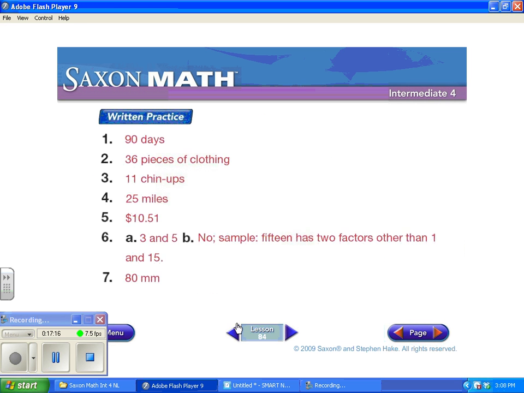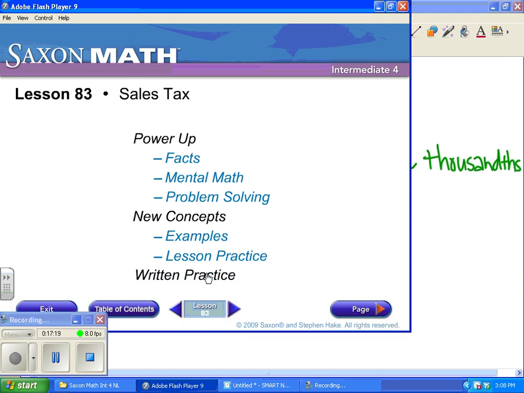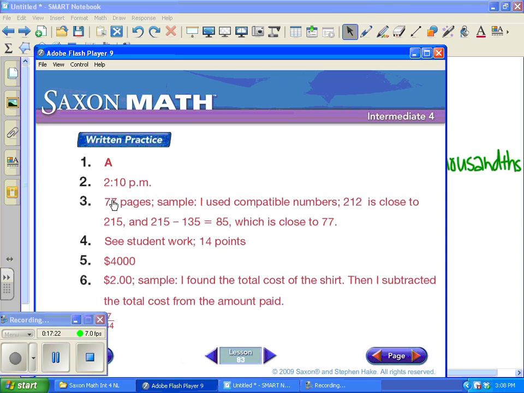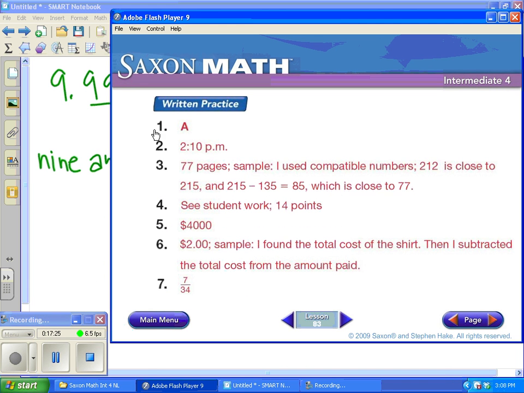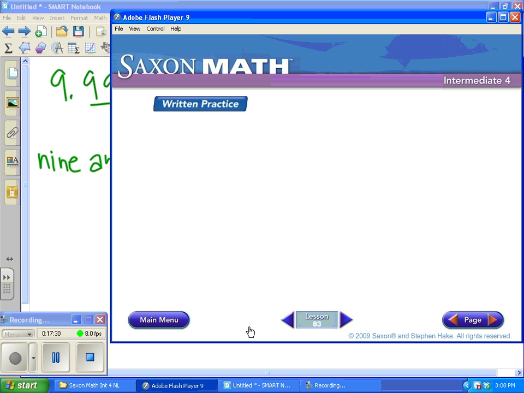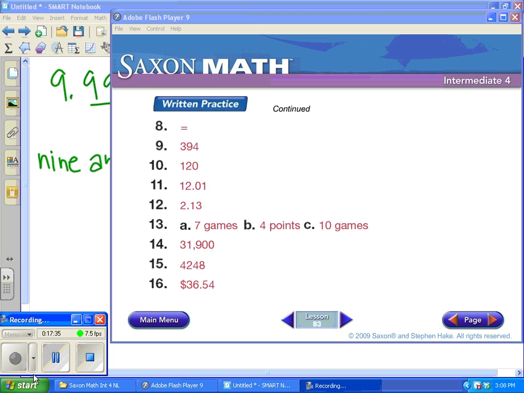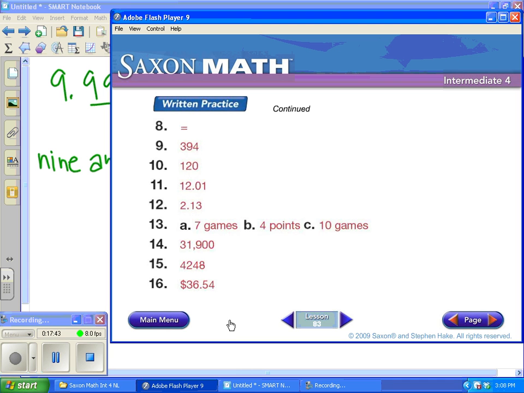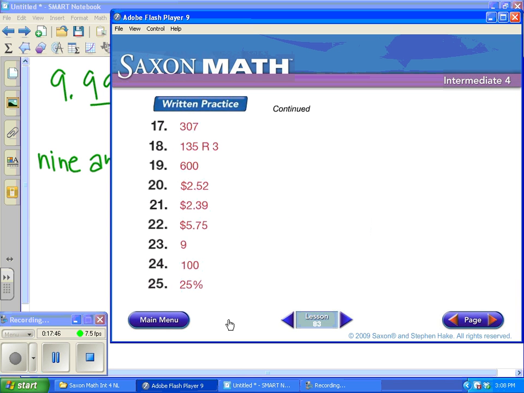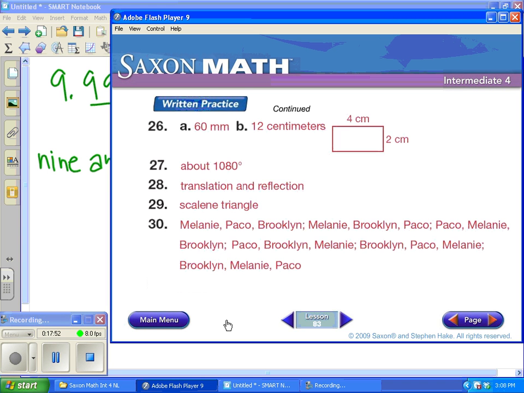Okay, let's go back. I know you need to check your 83 written practice. So hit pause as you check 1 through 7. Sorry about that little bleep. It wouldn't come up for me. Now hit pause as you check 8 through 16. Hit pause as you check 17 through 25. And hit pause as you check 26 through 30.